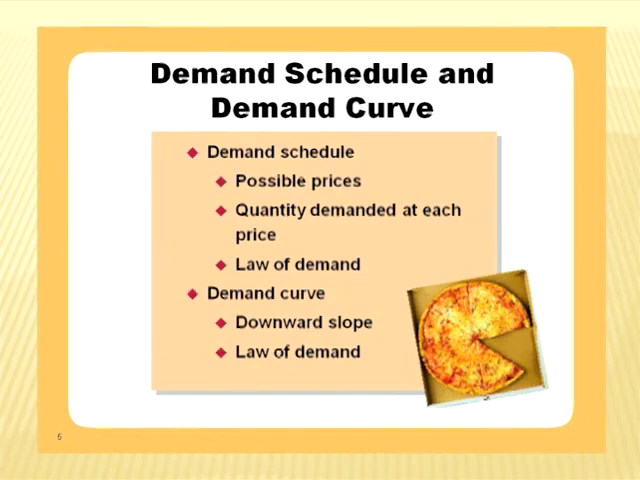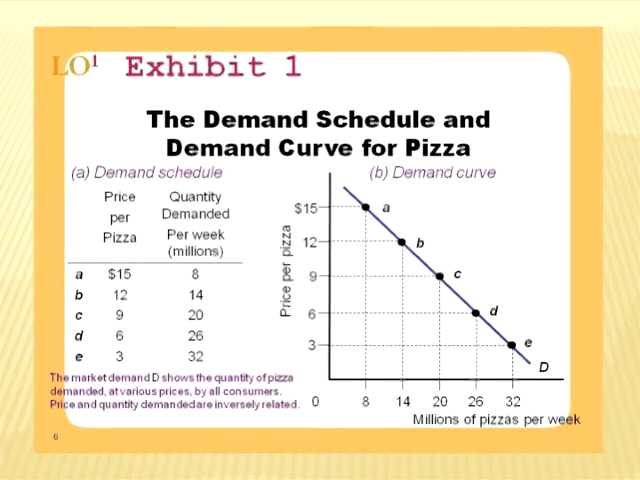On the other hand, we might take all of those and actually plot them on a graph, and then we would have a demand curve. And the demand curve would be downward sloping due to the law of demand. And so here we have one of those. Here we have, on the left-hand side, 5 different prices for pizza. Beside those, we have the total quantity demanded by the entire market for the United States.